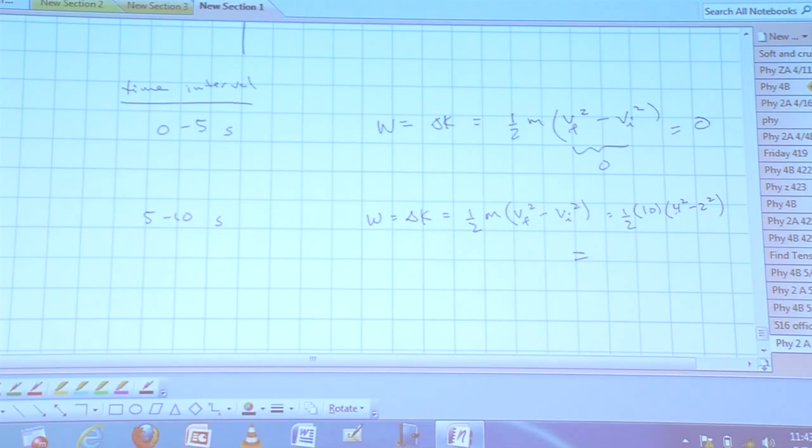What do we get? 16 minus 4, 12. 60 joules. Positive work is done on the block because its speed increased, right? So far, so good? Okay, next time interval.